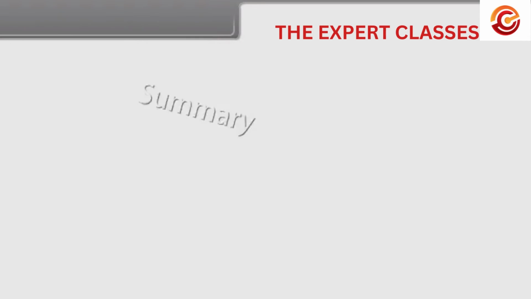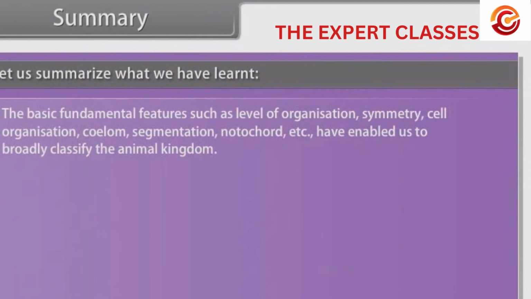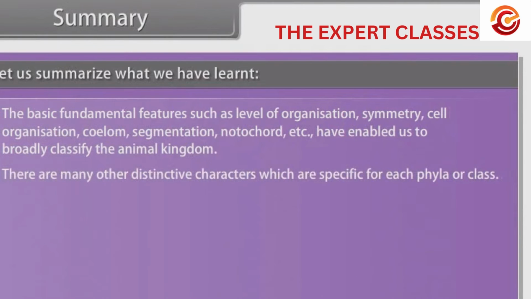Summary. Let us summarize what we have learned. The basic fundamental features such as level of organization, symmetry, cell organization, coelom, segmentation, notochord, etc. have enabled us to broadly classify the animal kingdom. There are many other distinctive characters which are specific for each phylum or class.